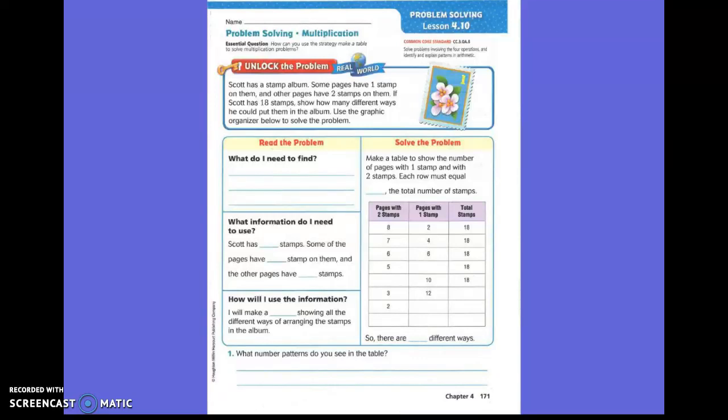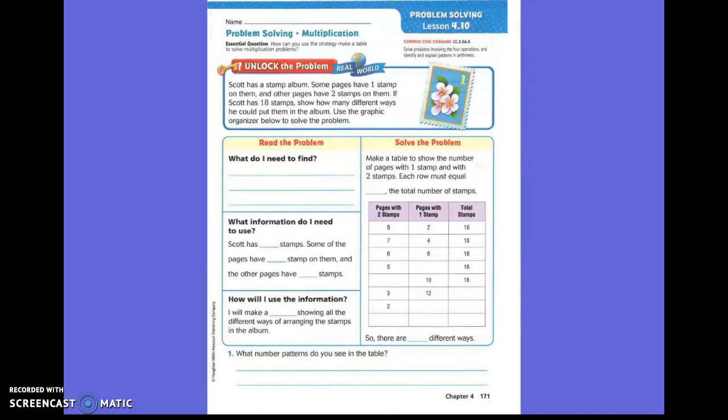Boys and girls, today we are going to solve multiplication problems by using the strategy make a table. We did this with addition and subtraction last time. Now we are doing this with multiplication. And it's funny because a lot of times making the table or making a diagram is actually easier for multiplication than it is for addition and subtraction. Okay? Let's read up. Name on your papers, everyone.